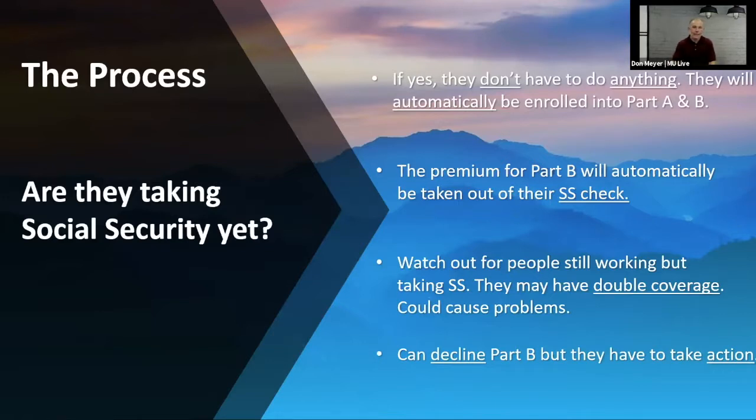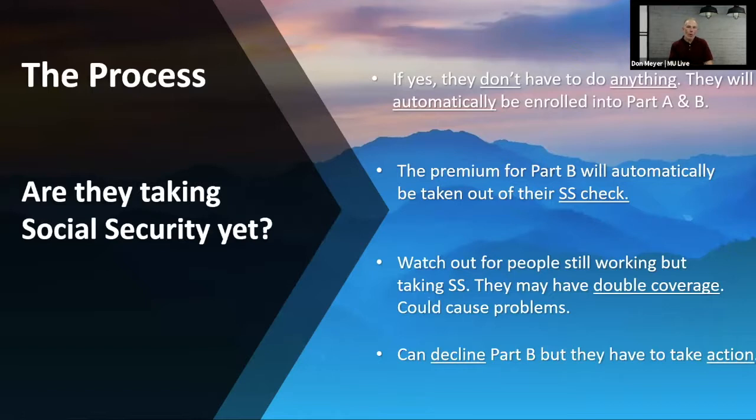They can decline Part B if they don't want it, but they have to take action. If they do not want Part B, if they are currently working and going to stay on the company health insurance plan, and oftentimes that makes sense if they have a younger spouse that they need to have coverage for. For most people, depending upon what percentage or amount their company contributes for their health plan, going on to Medicare is a better deal. But I understand that sometimes they have a spouse that's younger and they need to stay on the company health insurance plan to cover the rest of their family.